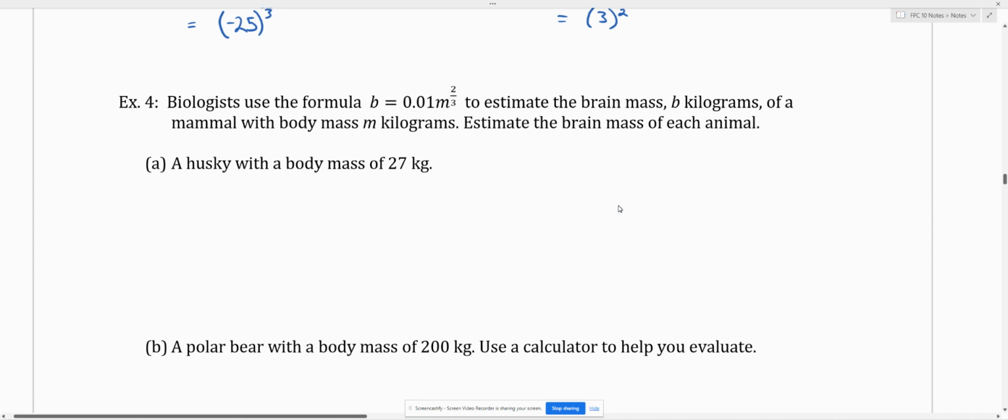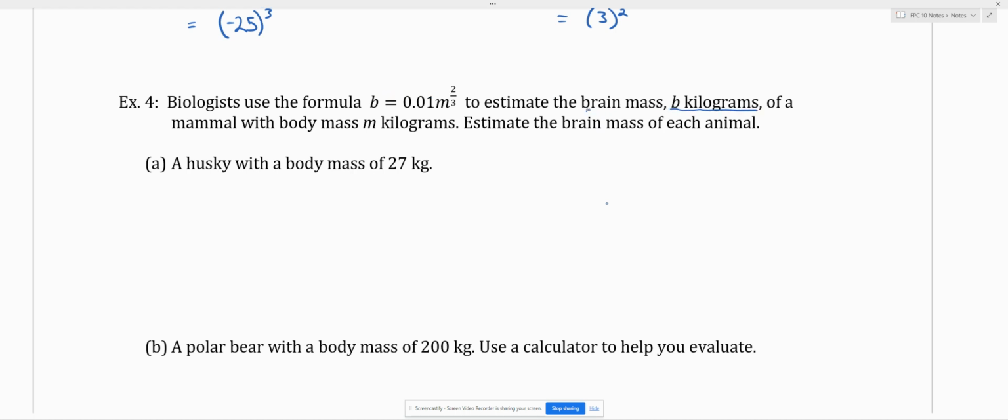Really simple. We're going to do a quick little word problem here. Not very hard because we're just doing a substitution. Okay, so what this is saying, we got biologists use this formula where B equals 0.01 m raised to the power of 2 over 3 to estimate the brain mass, which is B in kilograms. So now we know what B stands for.